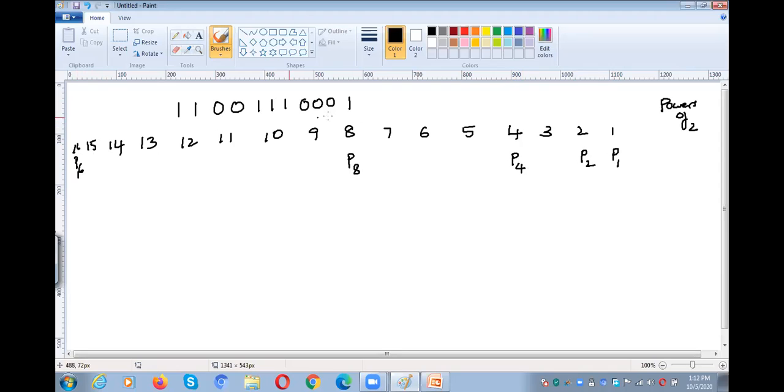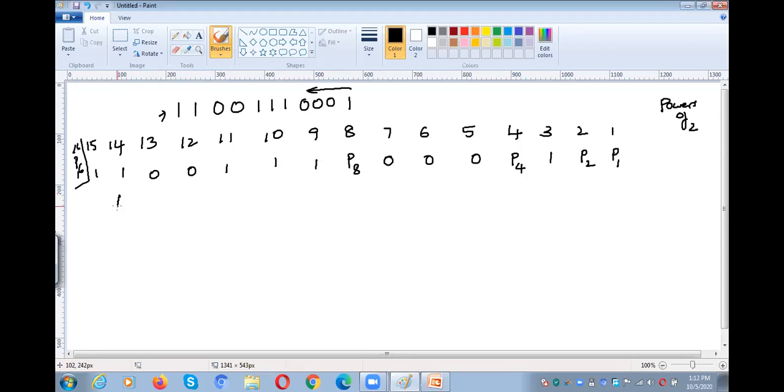After that, what you need to do? In this direction, you need to write the numbers: 1, 0, 0, 0, 1, 1, 1, double 0, double 1. That means there is no 16th bit for this data word. So 1, 1, double 0, triple 1, triple 0, 1. So like this order you need to note it down, right?